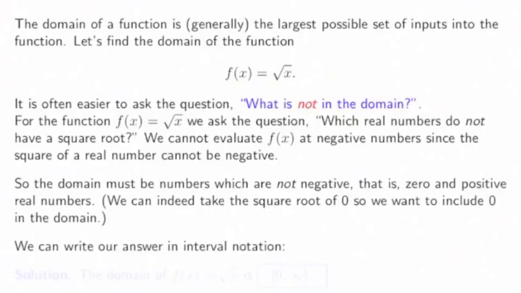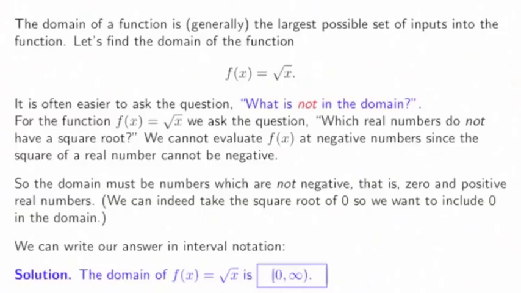If we write this in interval notation, the domain is the closed interval from 0 to infinity, open at infinity, since infinity is not a number. So this includes 0 and everything to the right of 0.